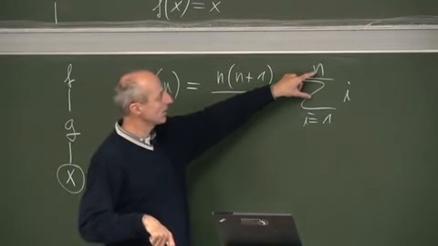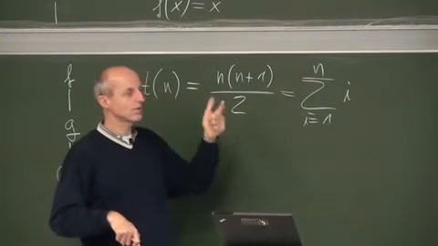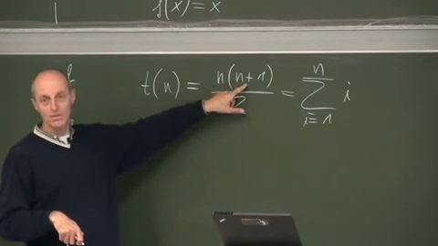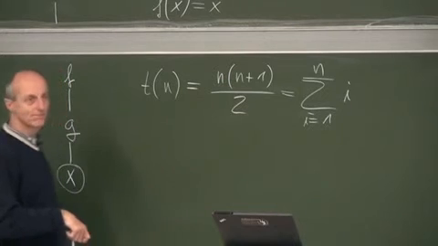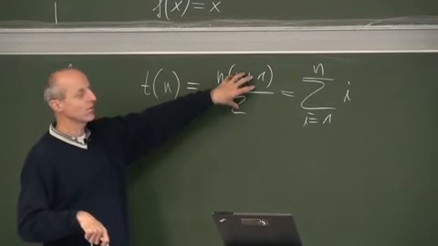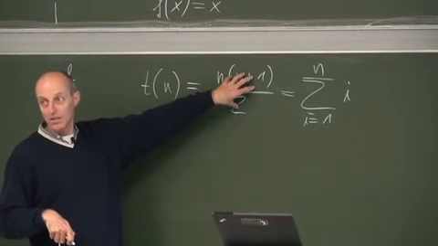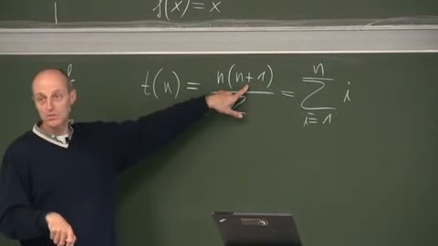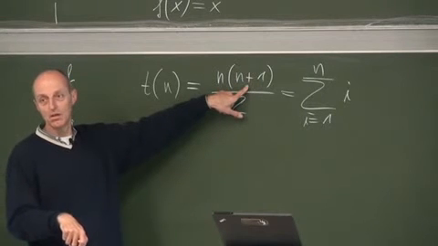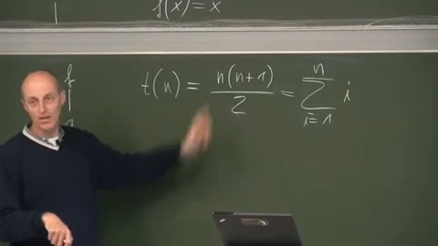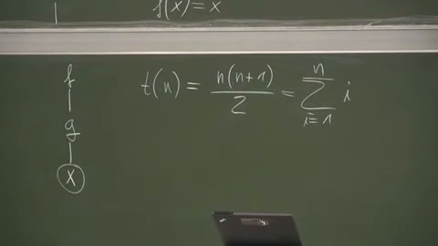So if we take n equal 3, then we have 1 plus 2 plus 3 is 6. And we take 3 times 4 is 12, divided by 2 is 6. And you see, this is a formula for the triangle numbers. And the triangle number 100 is 100 times 101, which is 10,100, divided by 2 is 5050.